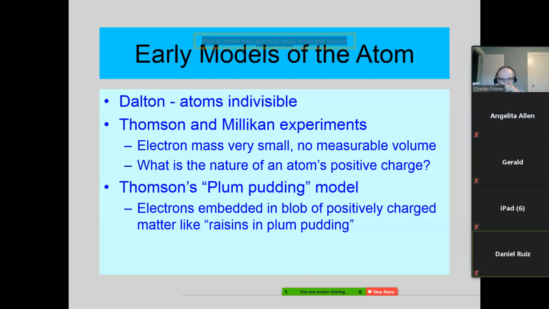He calls it raisins now rather than plum. I don't know why he used mixed terms there. Okay, so little bitty things mixed in there. And that was his model. And that seemed to fit. Okay, there definitely had to be positive charges. They would be attracted to the negative charges. Why wouldn't they be like this?